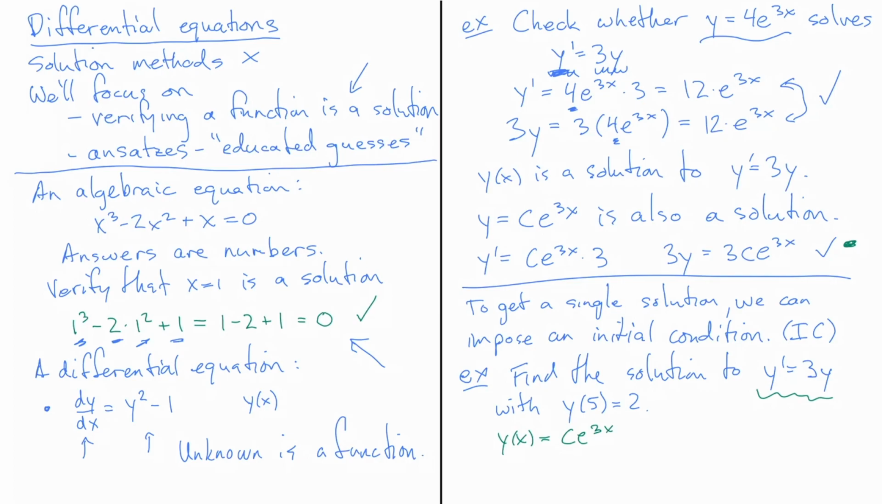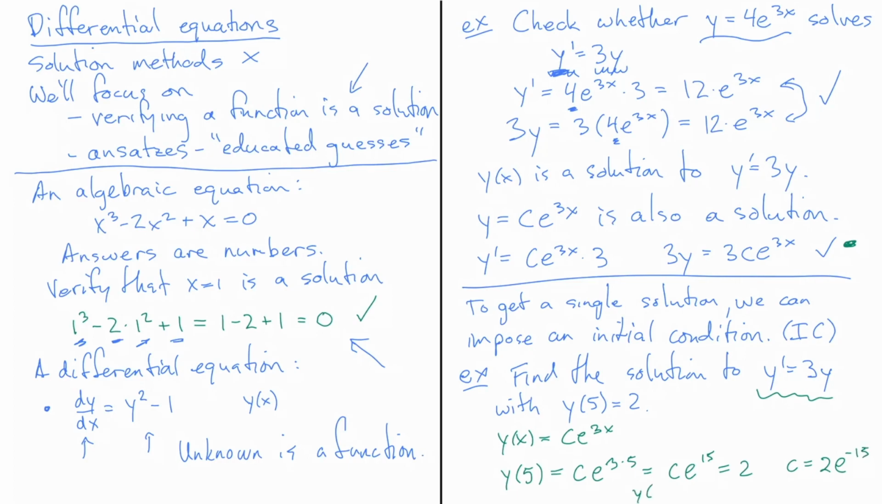And now, with our initial condition, we can plug in 5, and we know that we want to get out 2. But what does it look like in the function? It looks like c e to the 3 times 5, which is c e to the 15, and we want that to be equal to 2. So we have to choose c equal 2 times e to the minus 15.